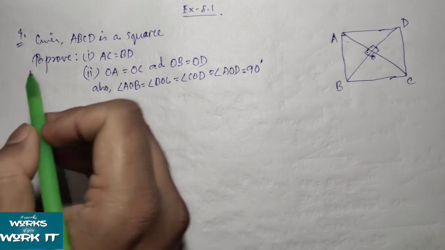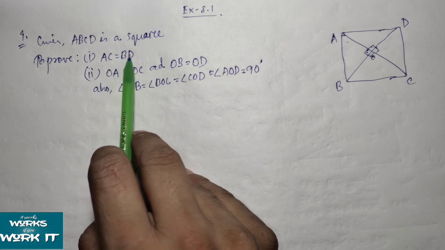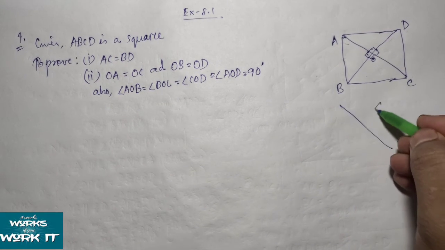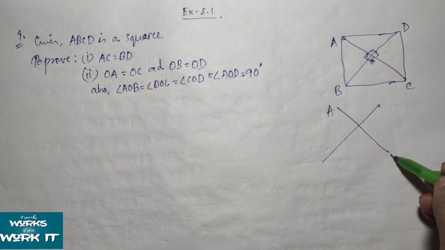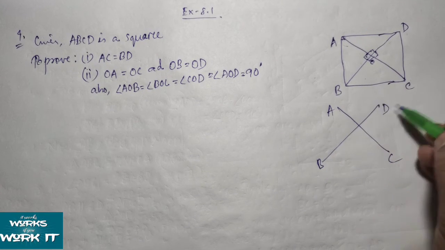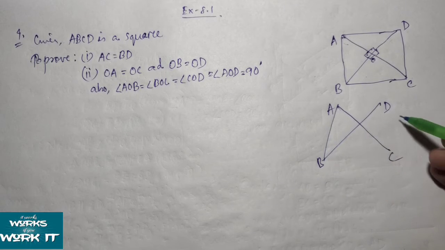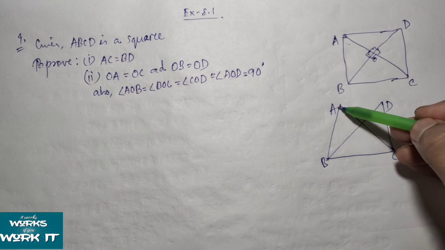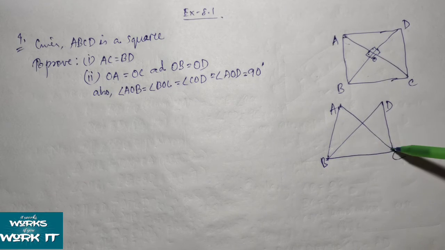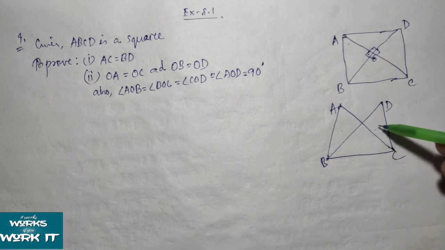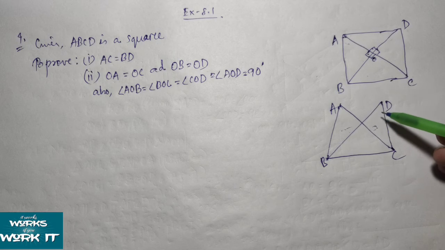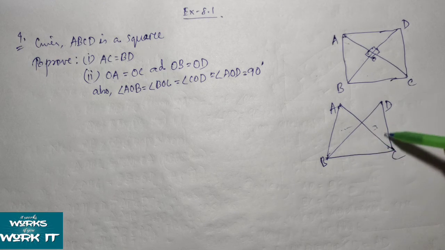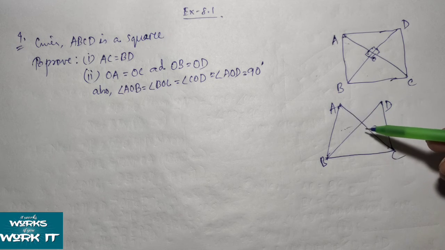Now we will start proving that AC is equal to BD. Where is AC? This one is AC, and this one is BD. If I draw the diagram here, and take two triangles ABC and BCD and show them congruent, then AC of one triangle and BD of the other will be equal by using CPCT.